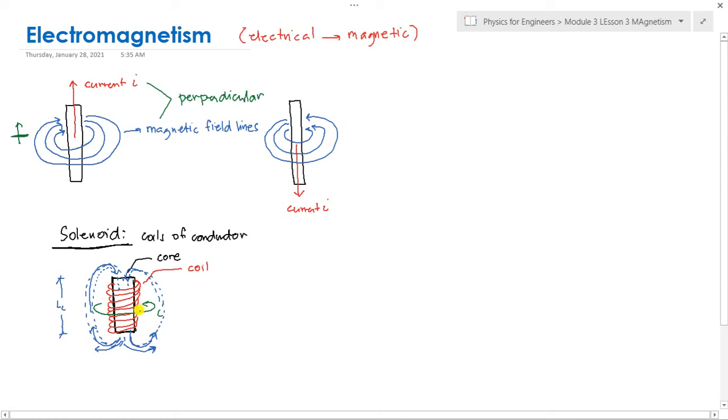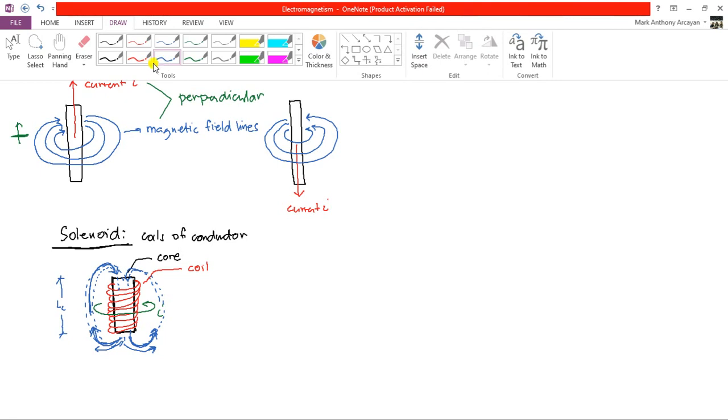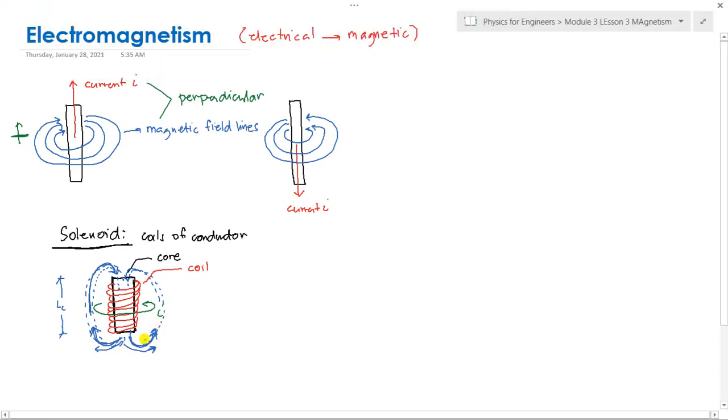So here, by looking at the direction of the magnetic field lines, where is our north pole? Where is our north pole here? At the bottom. Since, by definition, the north pole is where our magnetic field starts. So this is now the north pole of our solenoid and this is the south pole at the top.